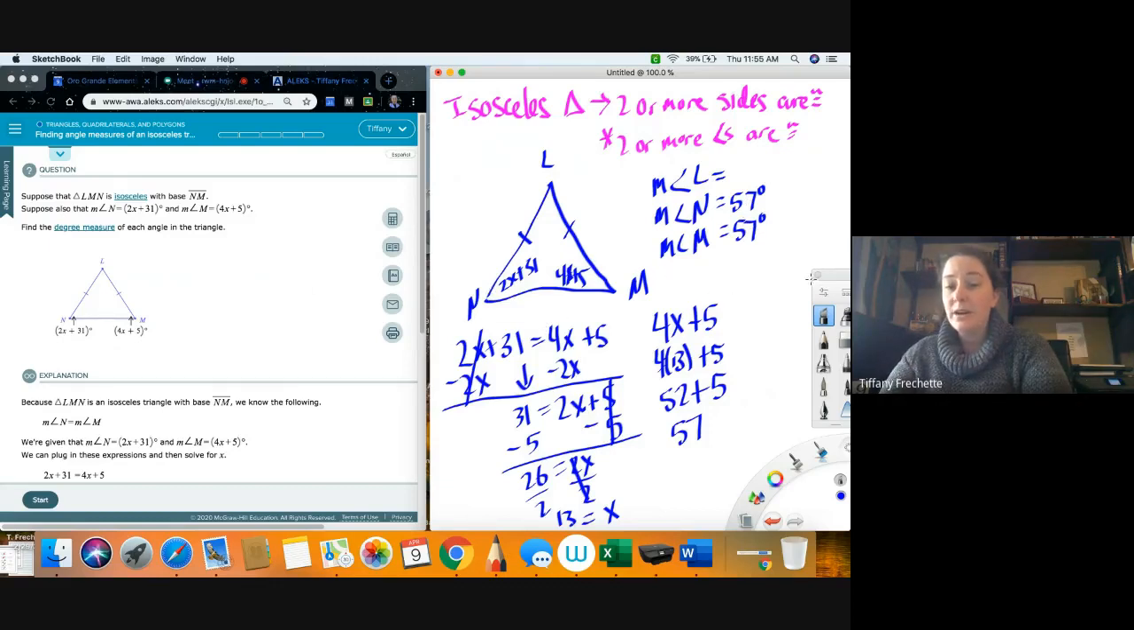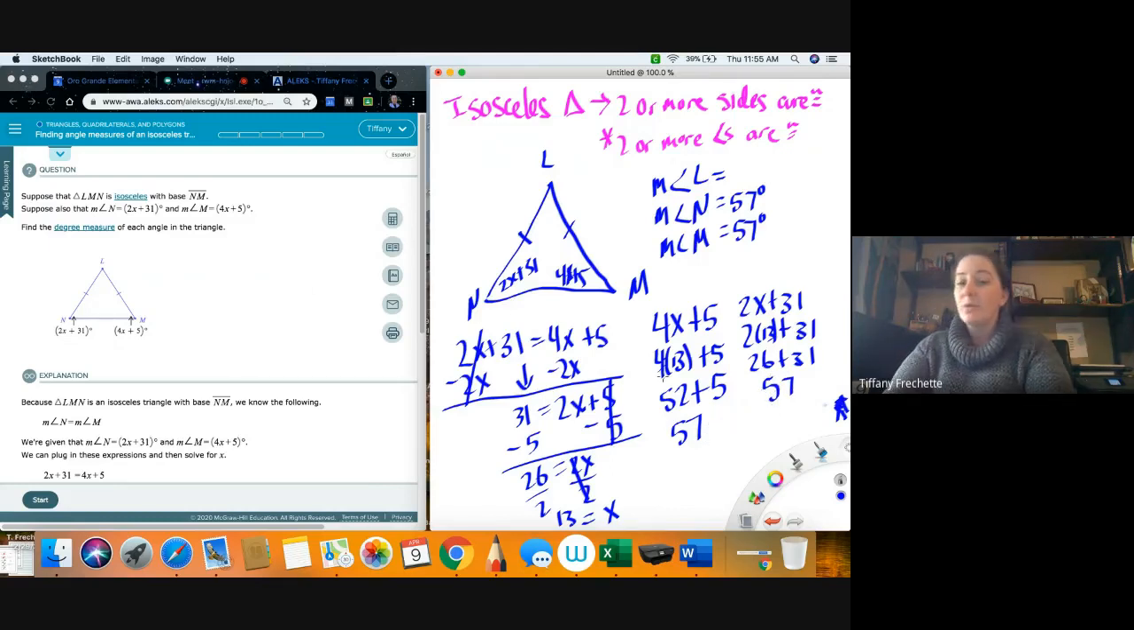And if you weren't 100% sure on that one, you could always take, oh, there shouldn't be an A down here. That was from my last problem. 2x plus 31. So I can go 2 times 13 plus 31. So I'd end up with 26 plus 31. If I add it, I get 57. So look at that, I ended up with the same one. So it wouldn't have mattered which one of the two bottom ones you picked.